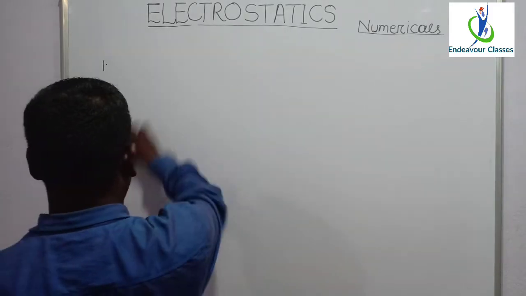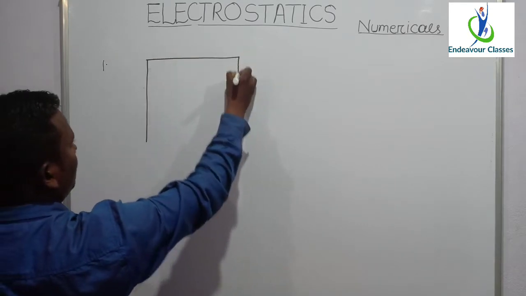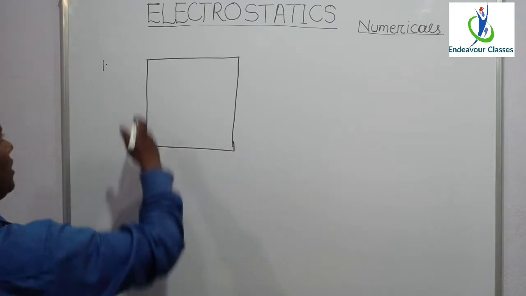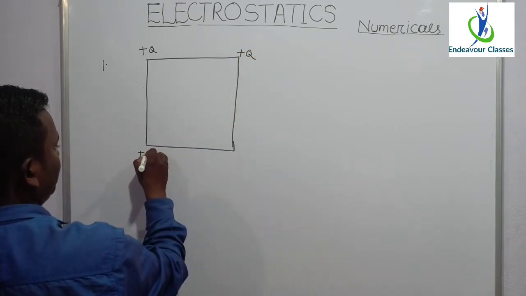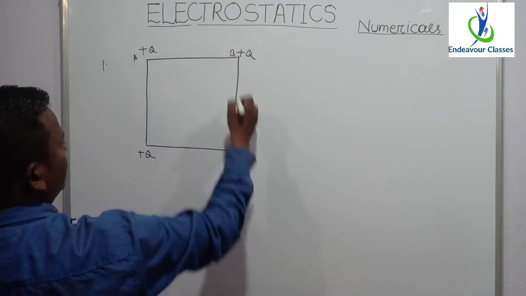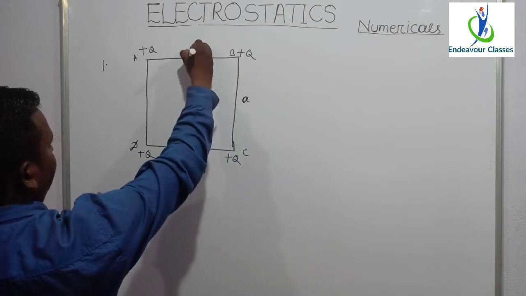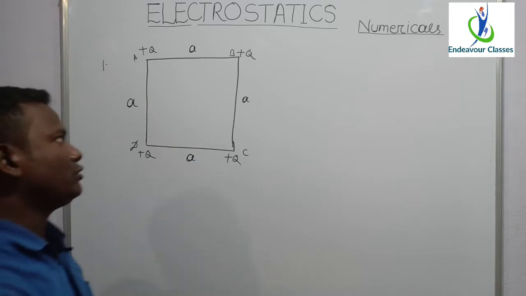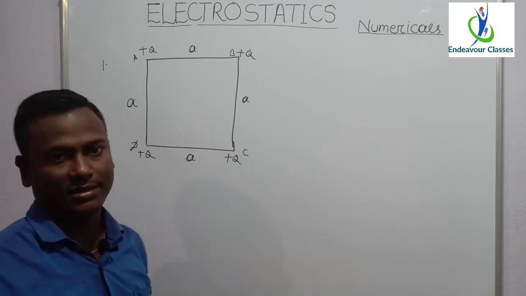In continuation of this concept, we have a square, and four charges each of magnitude plus q are located at the four corners of the square. Let the square be named ABCD, and each side is of length a. We have to find out the net force on any one charged particle due to the other three charges.